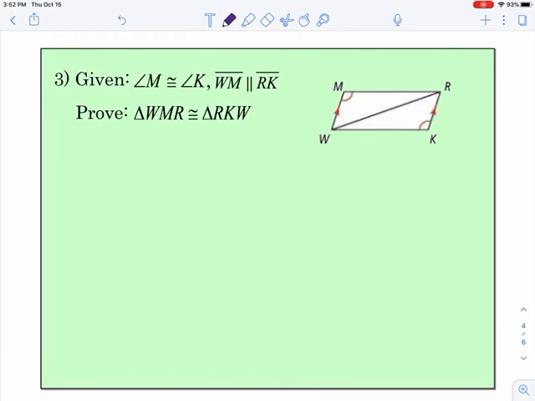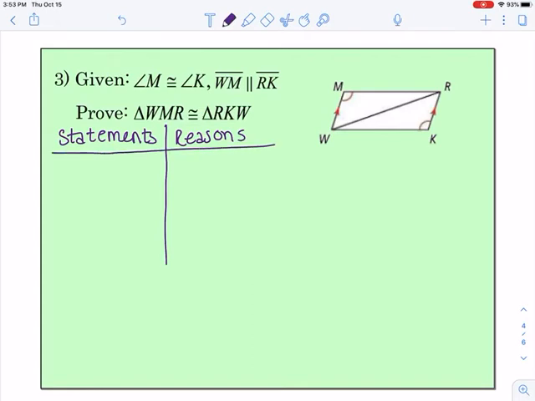So for number 3, I'm given that angle M is congruent to angle K, and that WM is parallel to RK, and I want to again prove those two triangles are congruent. So once again, let's start with our statements and reasons, and let's get rid of our givens. Angle M is congruent to angle K, and WM is parallel to RK. Why do I know that? Because it was given.